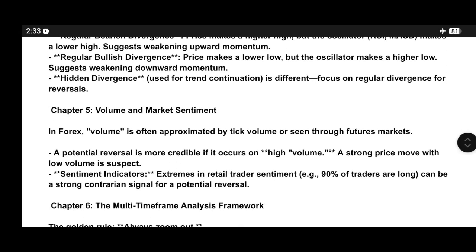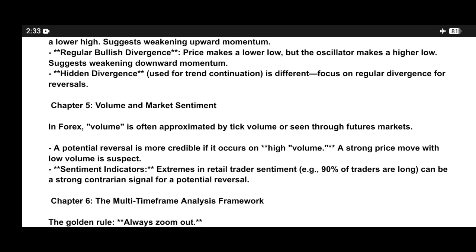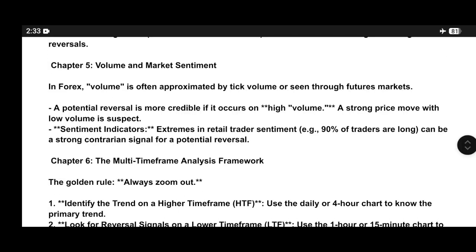Chapter 5 is volume and market sentiment. In Forex, volume is often approximated by tick volume or seen through the futures market. A potential reversal is more credible if it occurs on high volume. A strong price move with low volume is suspect. Sentiment indicators: extremes in retail traders' sentiment, for example 90% of traders being long, can be a strong contrarian signal for a potential reversal.